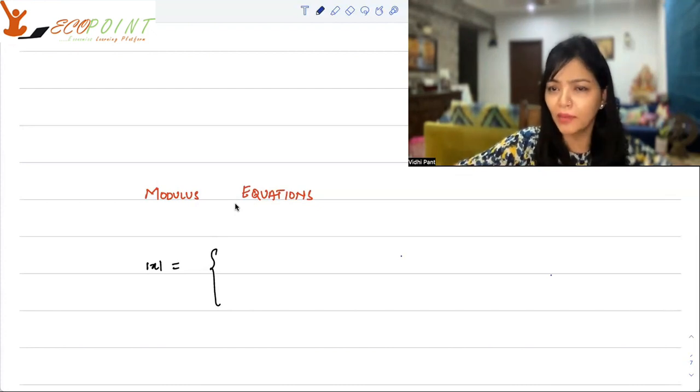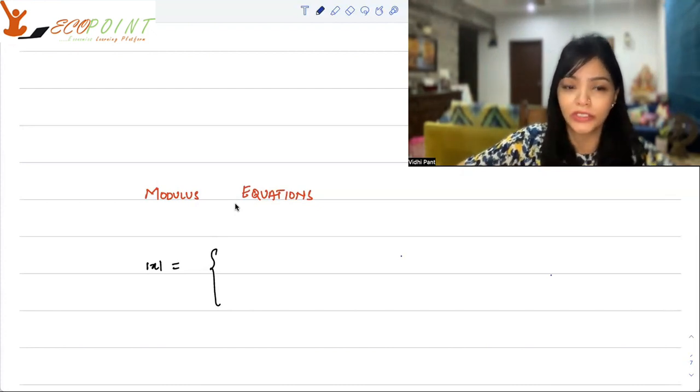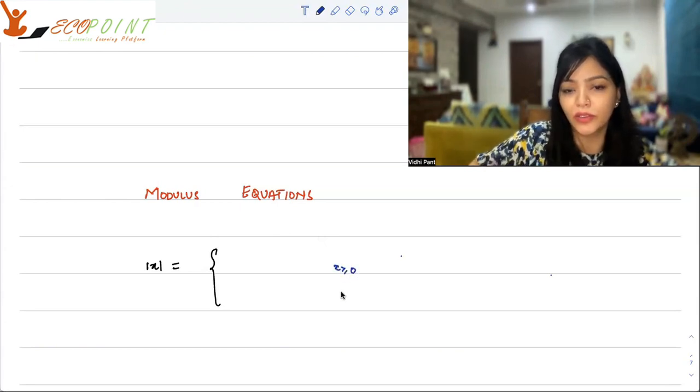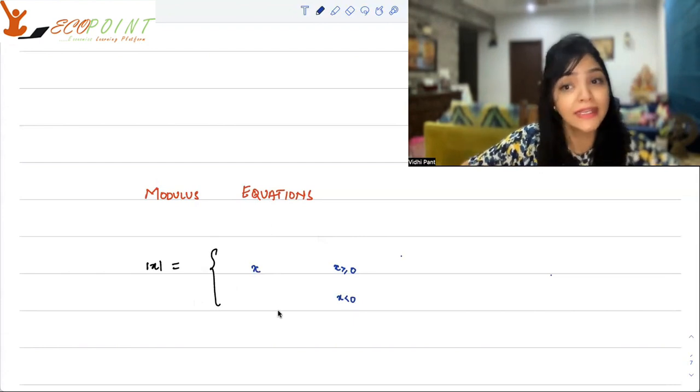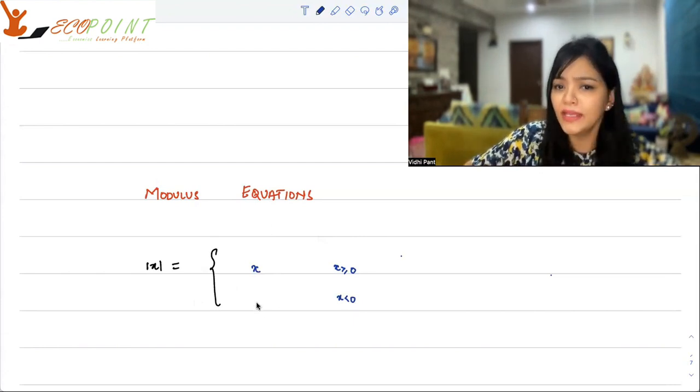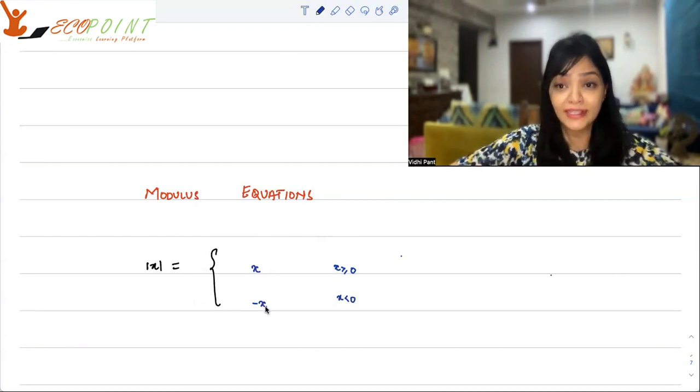So let me recap what is absolute value or modulus. Modulus x, when x is greater than or equal to 0 and when x is less than 0, could be defined in the following manner. So when x is positive, it's greater than or equal to 0, whatever is inside these two modulus bars comes out as it is. And when x is negative, minus of it comes out, and that's how you get your absolute value.